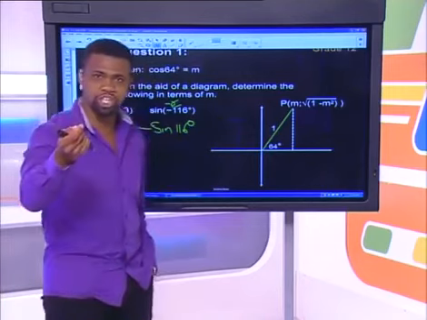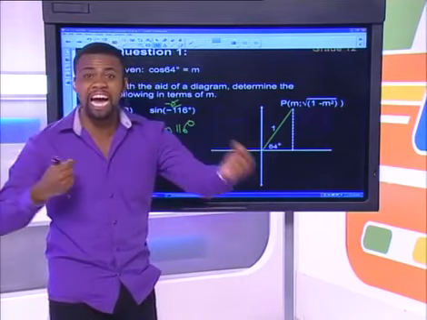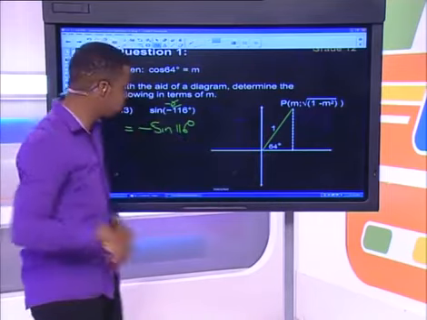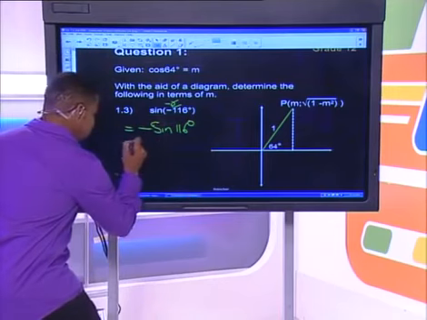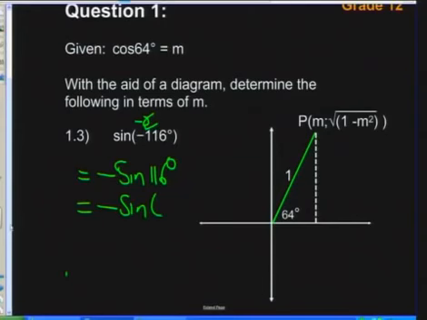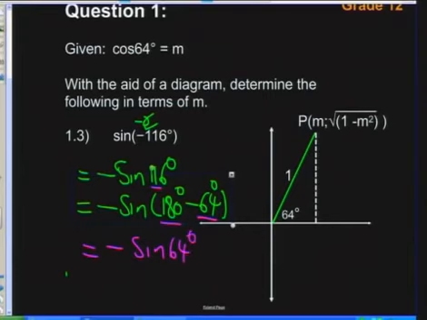I have to try to reduce this. I can use reduction formulae. So I think this is minus sine of 180 minus 64. I think I'm correct. Because 180 minus 64, you get back to 116. Then where's 180 minus 64? The second quadrant. Therefore, sine will stay positive, giving minus sine 64 degrees. Okay.